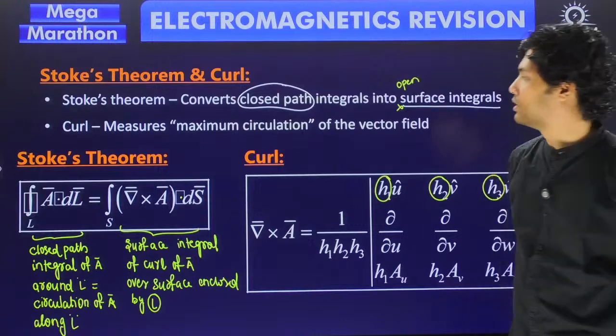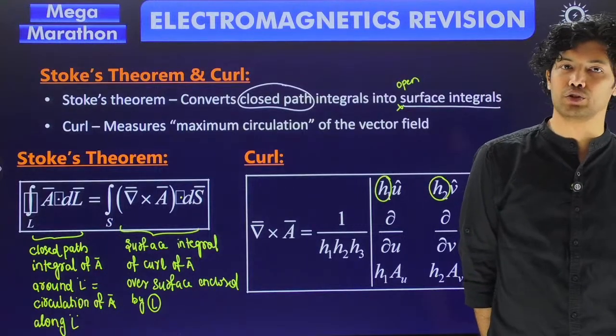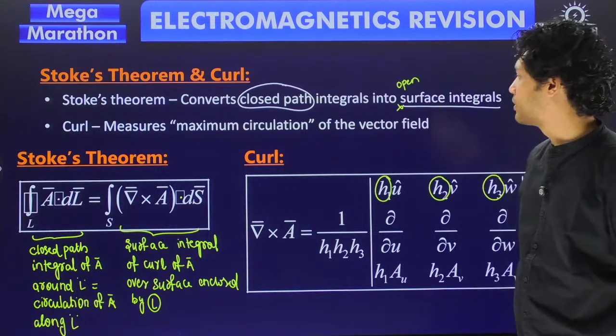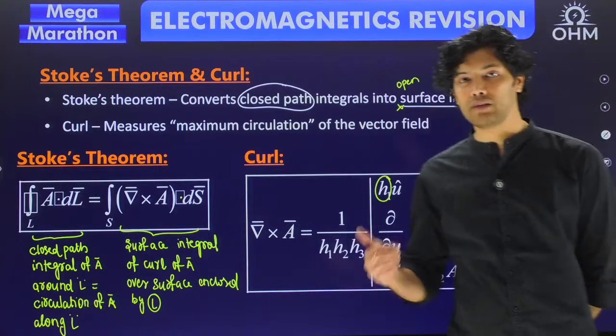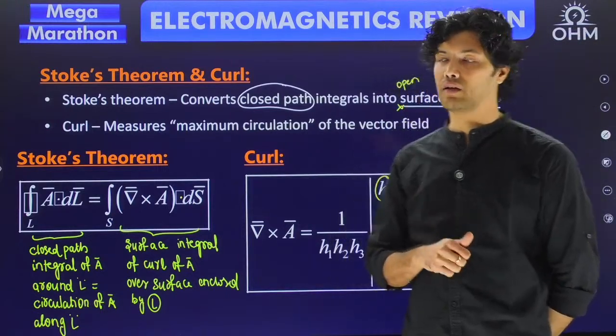Now, by the way, what does curl measure? I forgot to mention. Curl measures the maximum circulation of any vector field, and the direction of curl is basically the direction of the axis of that particular circulation, by applying the right hand thumb rule.